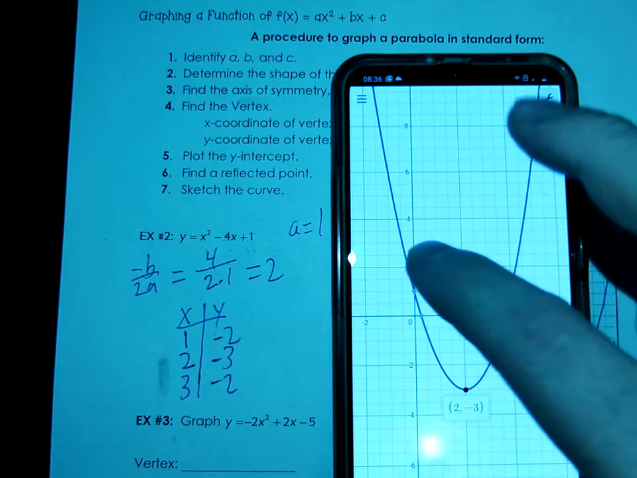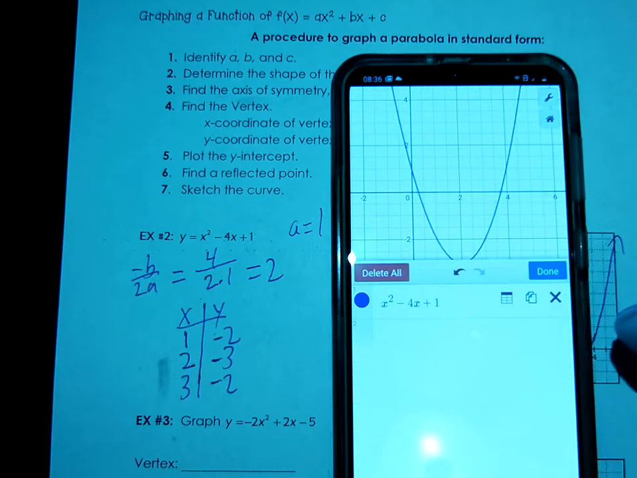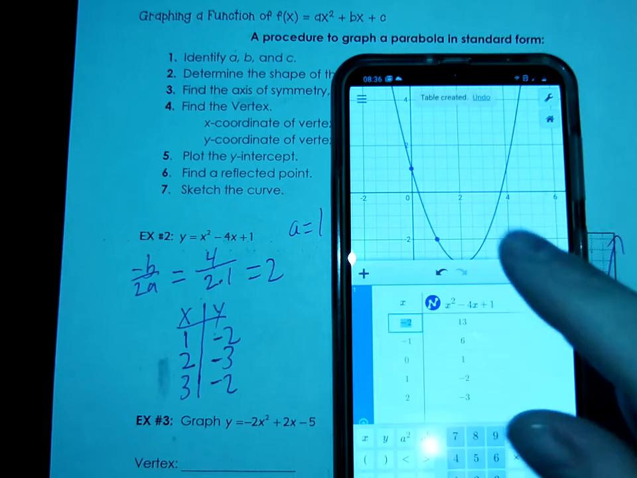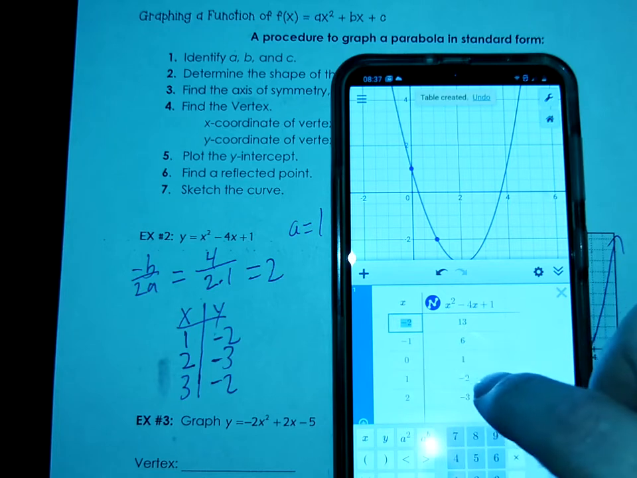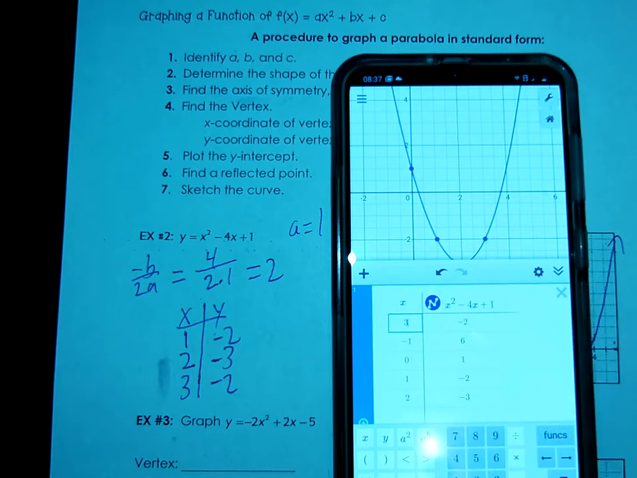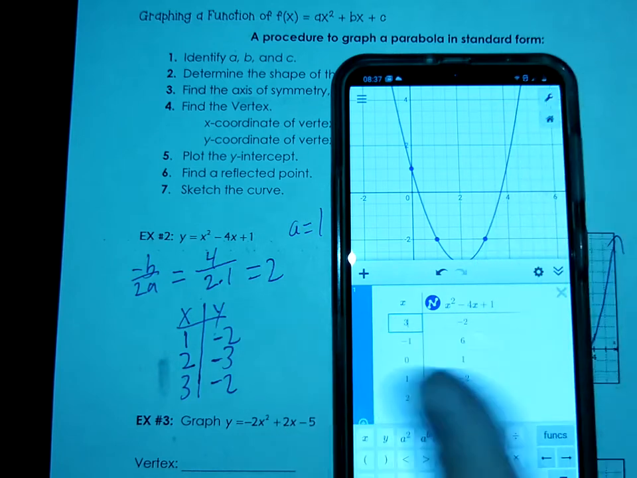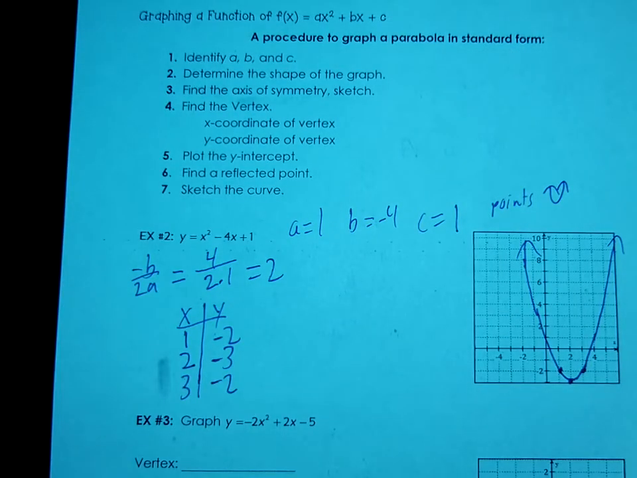And then I could use this one over here, 0, 1, and I could also do the table if I wanted to. And I could look at the points on the table and determine, oh, here's my vertex 2, -3, and then 1, -2, and then I could use this point here as a 3, -2. So again, you're welcome to use a calculator, and the Desmos is probably the best one for this, for most of you, unless you have a TI calculator already.